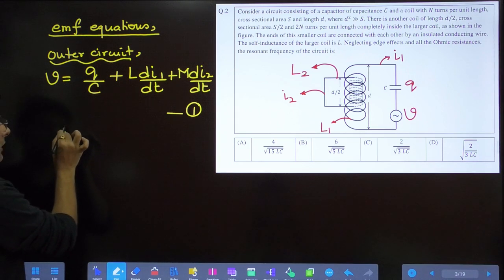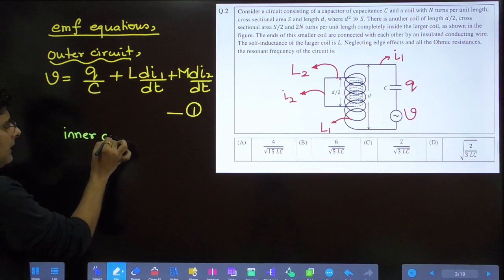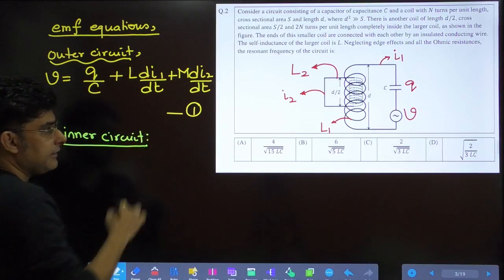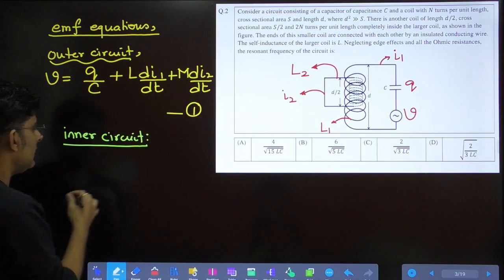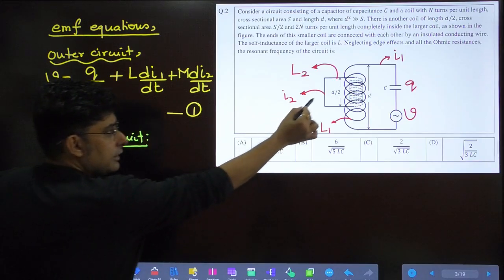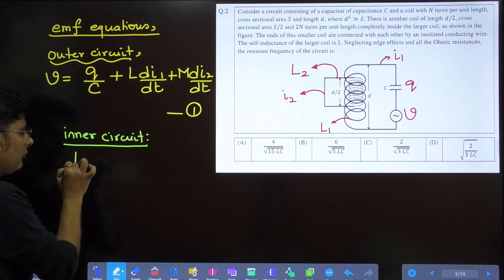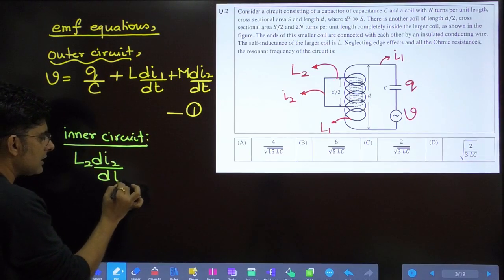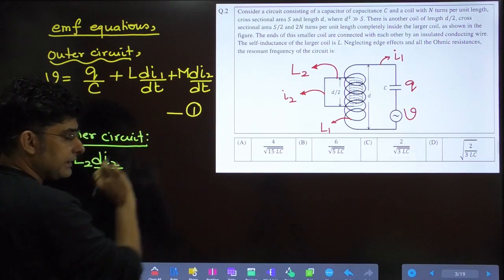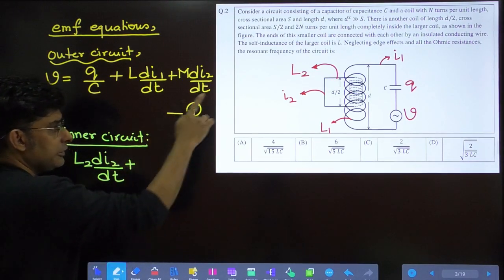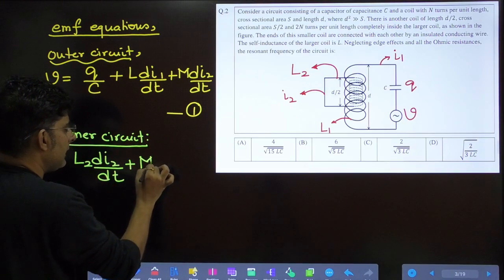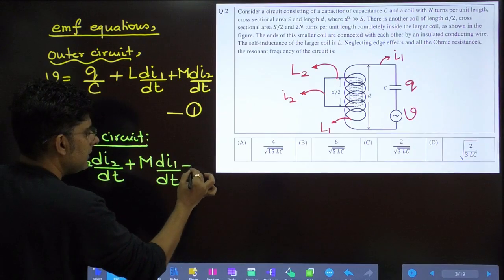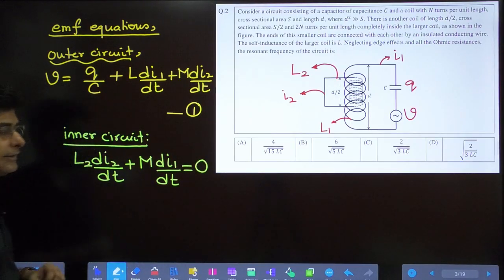If you see the inner circuit, well, the inner circuit is short circuited. There is no AC applied source. So here for the inner circuit you have self-induction, so L2 di2 by dt due to self-induction at any instant if the current is I2, plus due to mutual induction we can write M di1 by dt. Now since it is short circuited we can write it as 0.